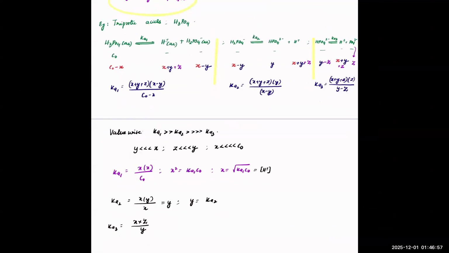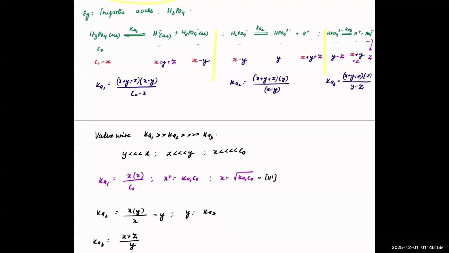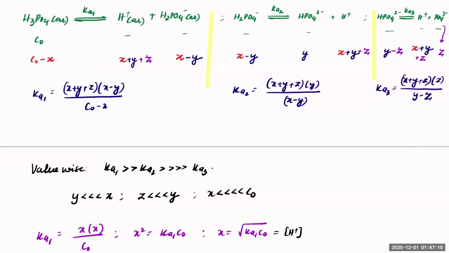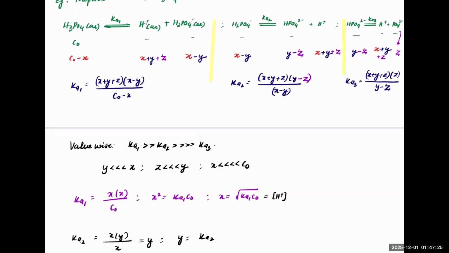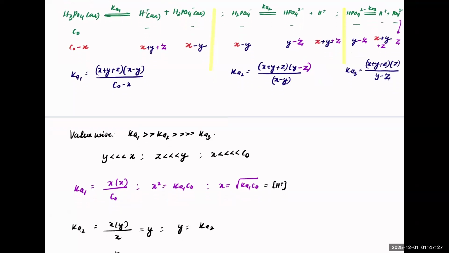So please check it out, everybody. Triprotic acid, whatever we have done for diprotic, same logic. Yeah, here we have Y minus Z, beta. I forgot to write that. Here Y minus Z. Yeah. That Z is ignorable in front of Y. That's why we have deleted. Ayushi, clear beta? Yeah, sir.